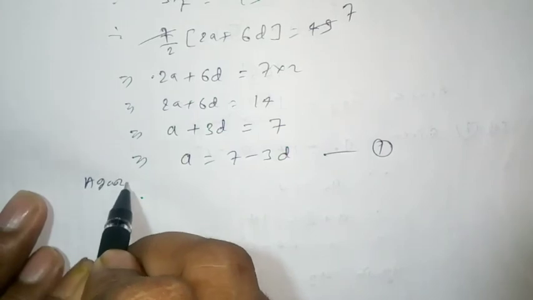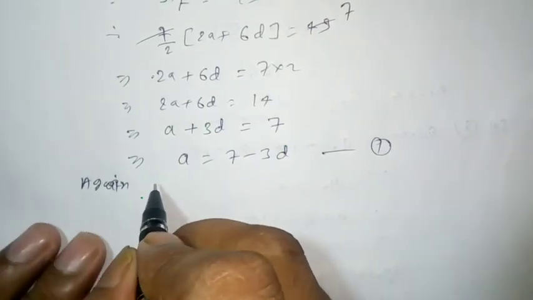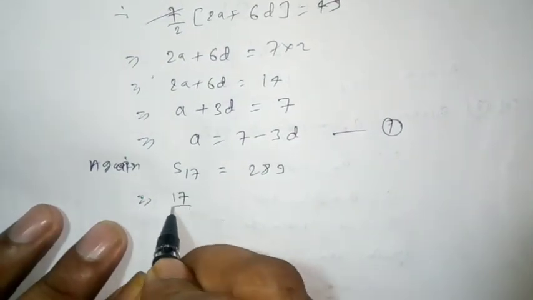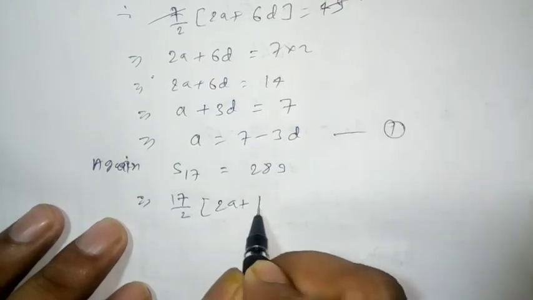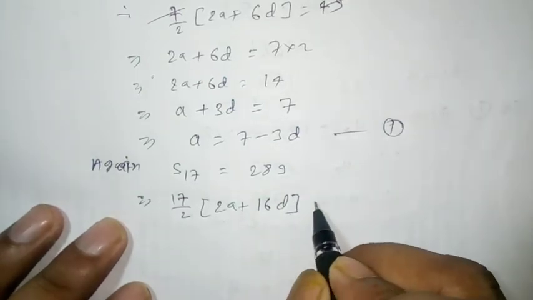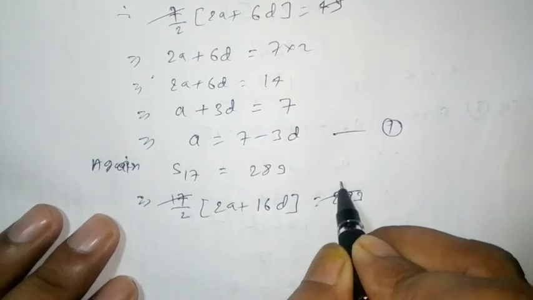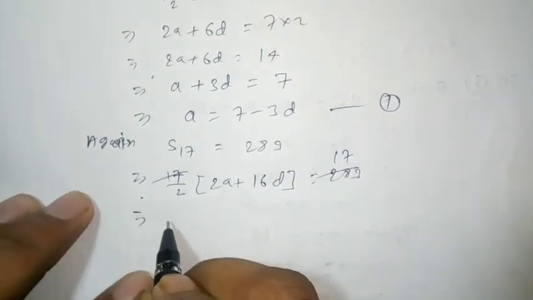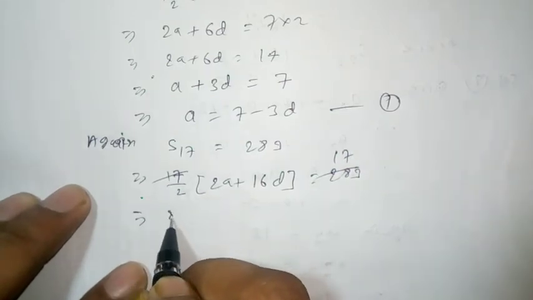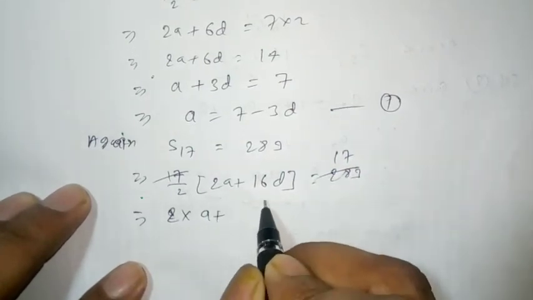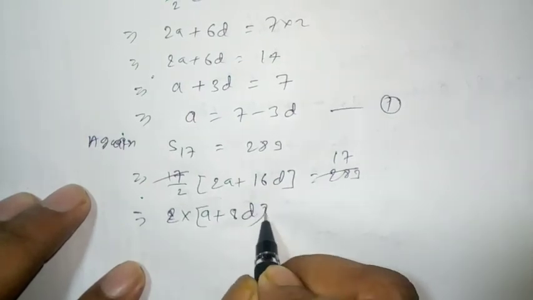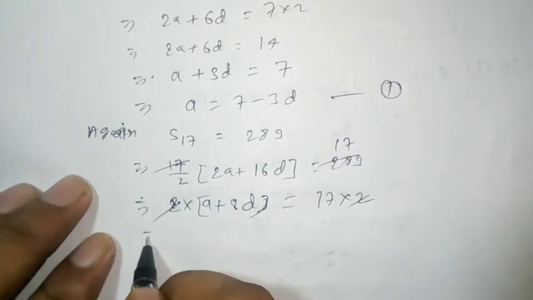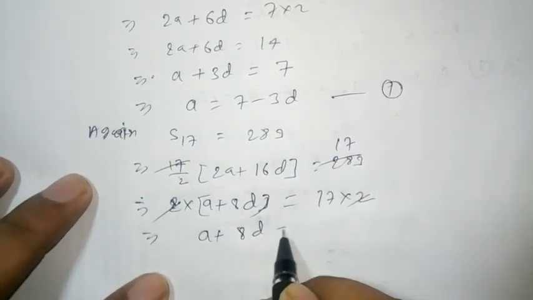Again, S17 is equal to 289, implies 17 by 2 into 2a plus 16d is equal to 289. 17 17s are 289. Implies 2 common, 2 into a plus 8d is equal to 17 into 2. This 2 goes to the other side, 2 cancel. Implies a plus 8d is equal to 17.